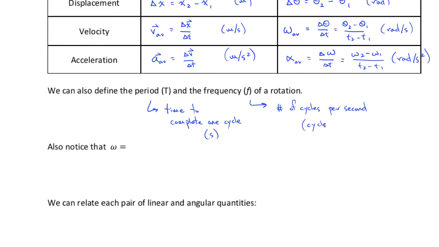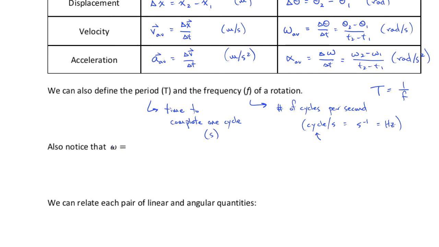Now, cycles per second, the cycles is not actually a unit, so that's really just equal to per second, or seconds to the minus 1. And seconds to the minus 1 has a special name. We call that hertz. So the frequency is given in cycles per second, which again is really just per second, and we call that hertz. Notice that these are reciprocals of each other. The time to complete one cycle, or the seconds per cycle, and the cycles per second are reciprocal. So the relationship is that the period is equal to 1 over the frequency, or vice versa.